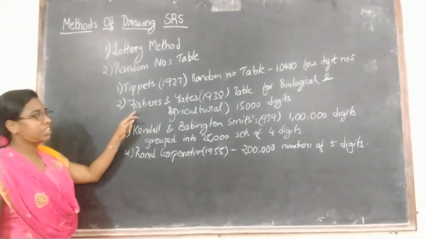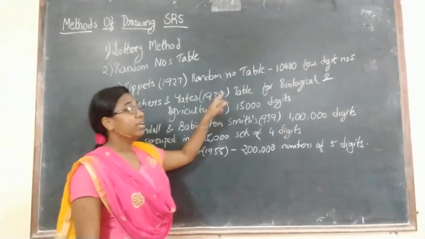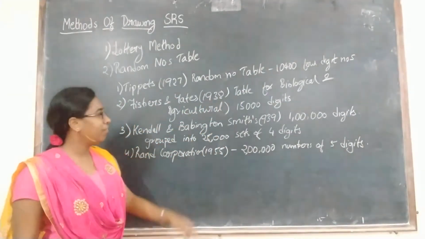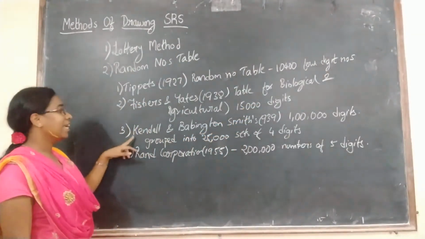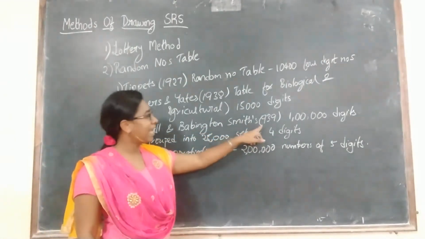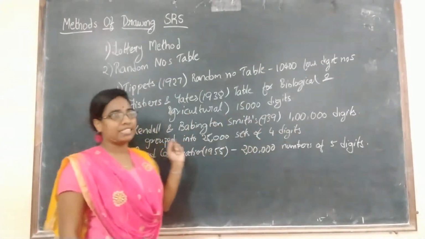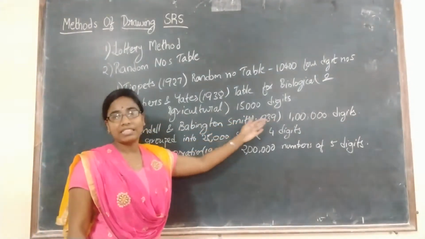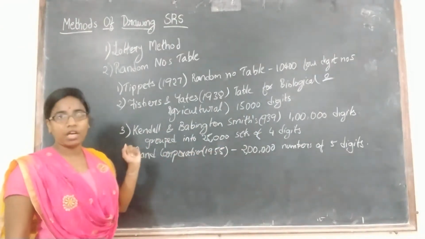Next is Fisher's and Yates random number table. It was given in 1938 and it is mostly used in the agricultural or biological field, and consists of 15,000 digits. Next is Kendall's and Babington Smith's table, given in 1939, which consists of a total of 1 lakh digits. In Kendall's table, these 1 lakh digits are grouped as 4 sets, where each set consists of 25,000 numbers.